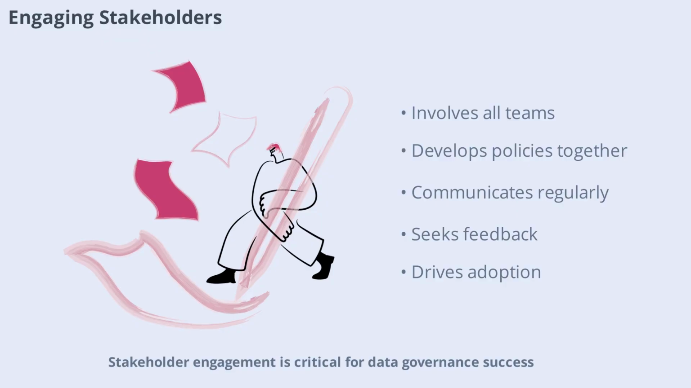Stakeholder engagement is critical for data governance success. This includes involving business leaders, IT teams, and end users in policy development and implementation. Regular communication and feedback sessions keep stakeholders informed and invested. Engaged stakeholders help drive adoption and ensure that governance meets organizational needs.